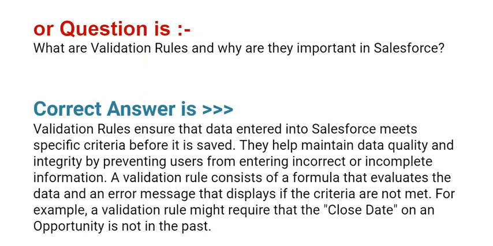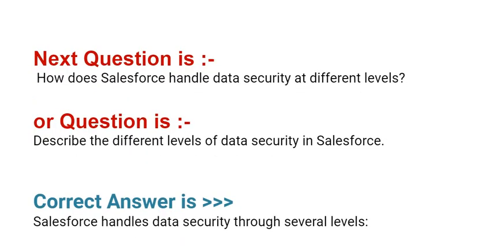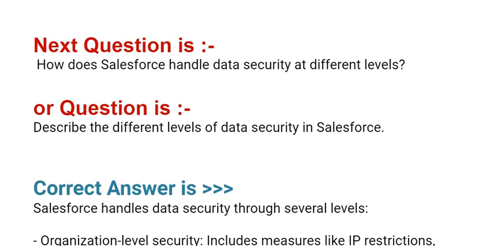A validation rule consists of a formula that evaluates the data and an error message that displays if the criteria are not met. For example, a validation rule might require that the close date on an opportunity is not in the past. Our next question is, how does Salesforce handle data security at different levels?